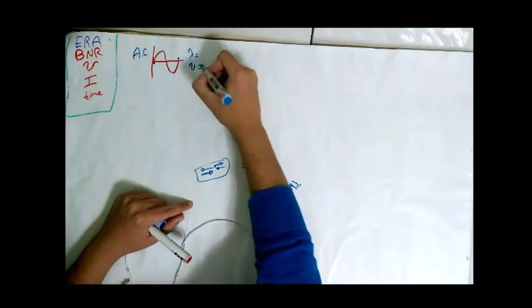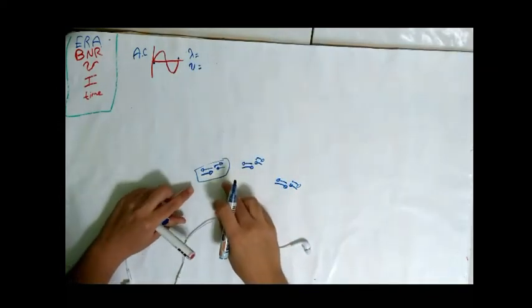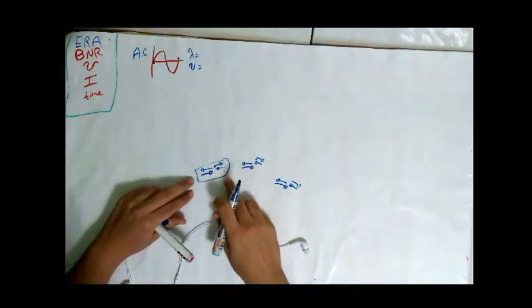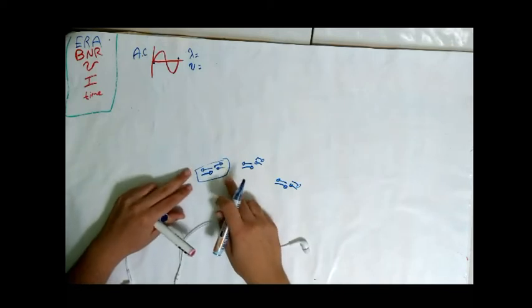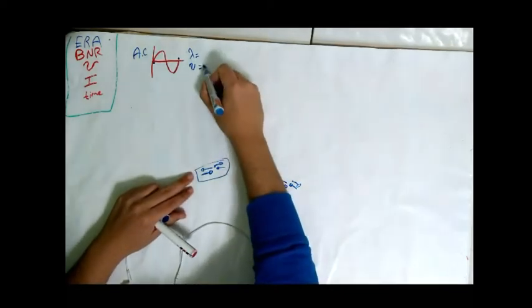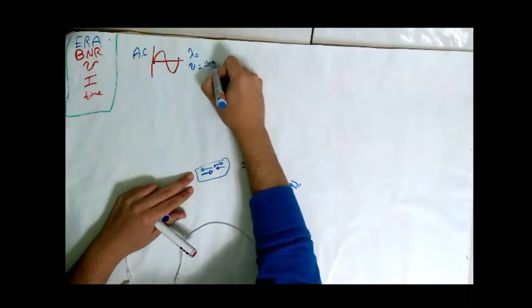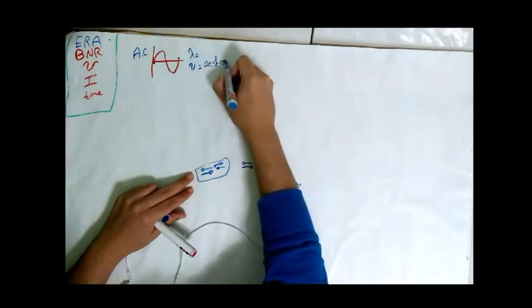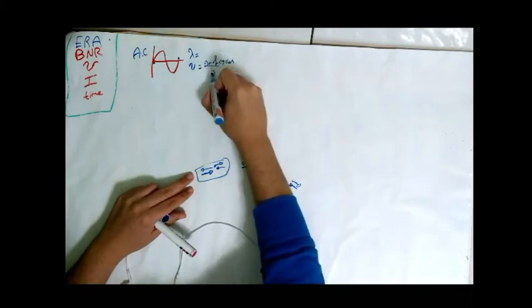Frequency is equal to how many times the electron does the same motion in 1 second. So frequency is equivalent to the number of cycles or number of waves per second.